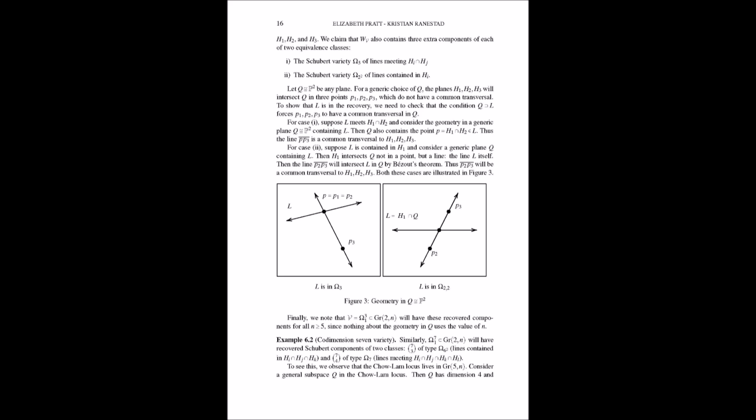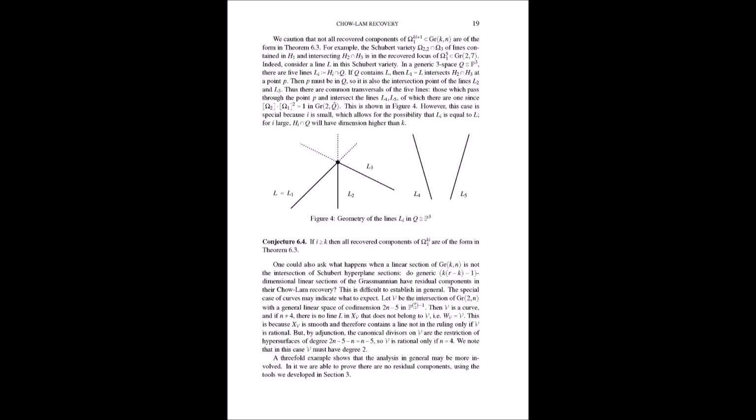And in this section, the paper looks at what happens when we use this Chow Lam recovery on intersections of Schubert varieties, which are called Schubert arrangements. So we're looking at linear sections of the Grassmannian defined by Schubert divisors. And they use this notation, a Schubert, and then a superscript J and a subscript 1, which represents the intersection of J Schubert hyperplane sections. Exactly. So A with a 3 superscript and a 1 subscript would represent the intersection of 3 Schubert hyperplanes.